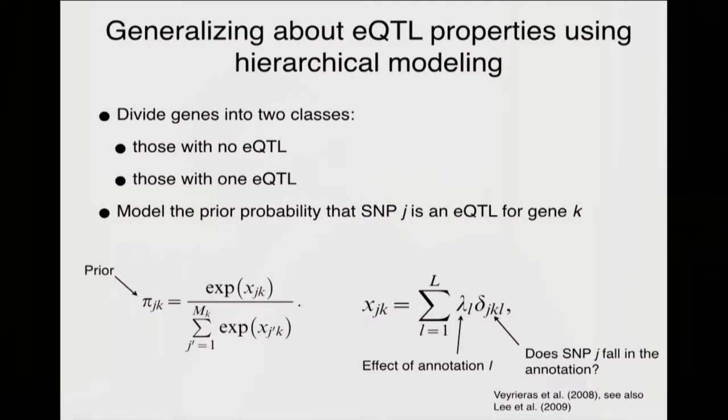And the form doesn't really matter, except that it's going to depend on some annotations. So the prior probability that the SNP is an EQTL can depend on some annotation, and whether the SNP falls in the annotation. So for example, you might think maybe non-synonymous SNPs are more likely to be EQTLs, and you can build this into a statistical framework for testing hypotheses like that.